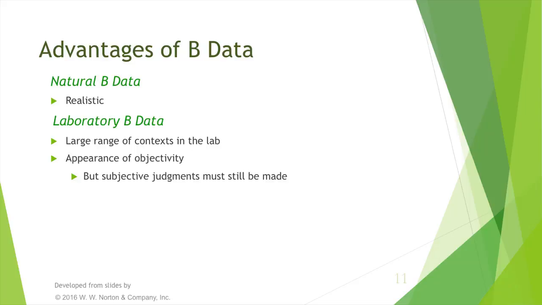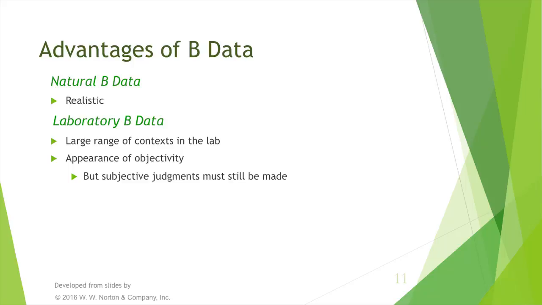Clearly, one of the advantages of natural B data is that it is realistic. It involves observations of what a target is actually doing in their daily life. On the other hand, one of the advantages of laboratory B data is that it can be used to observe behaviors that might be difficult to observe with natural B data if they only occur under very specific circumstances. With laboratory B data, there's no need to wait for the situation of interest to happen, as it can be created in the lab.